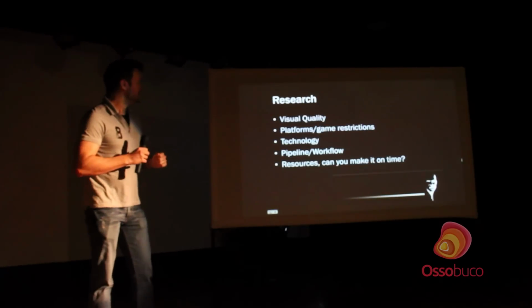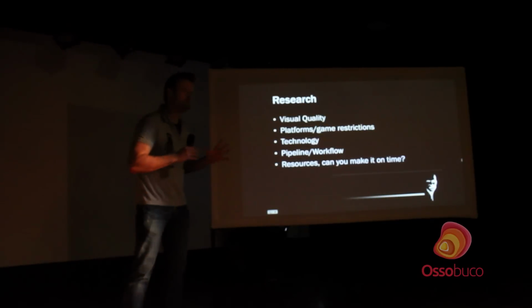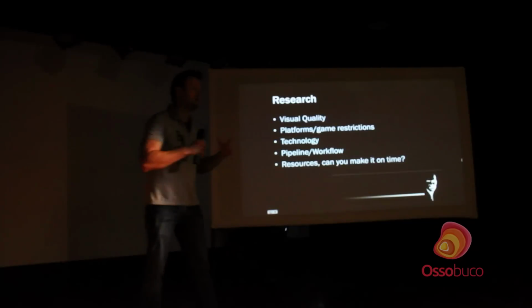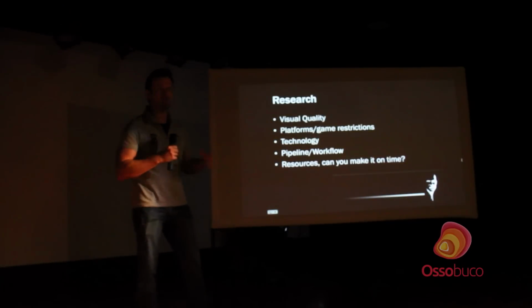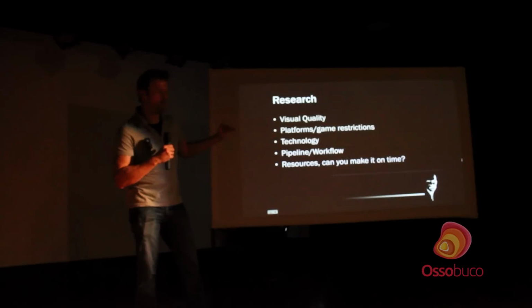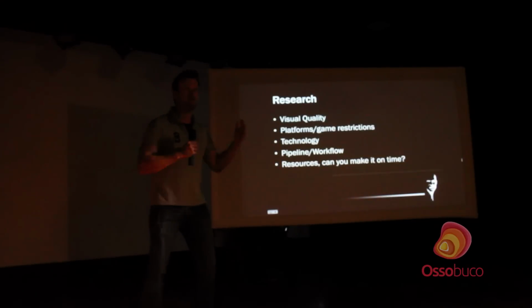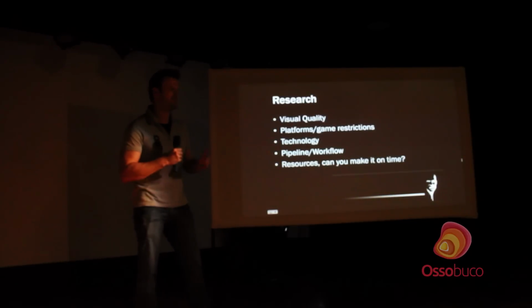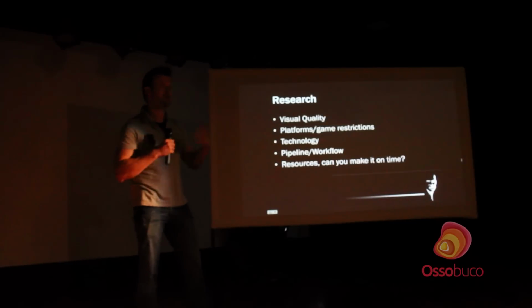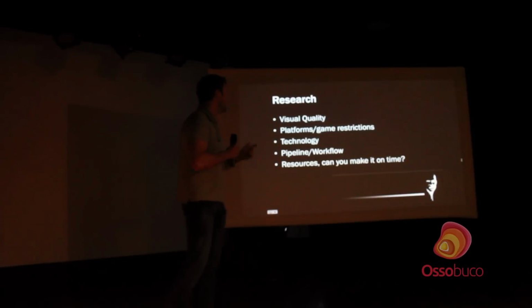So the first thing we need to do before we can establish how to build a character is go through and find out about the end result. We need to create maybe hundreds of characters. This can have a huge impact on the whole workflow. So we need to establish the visual quality you want to reach. We want to know about all the platform restrictions we have. Some things you can do on one platform you cannot do on another. Are we going to release on all the platforms?